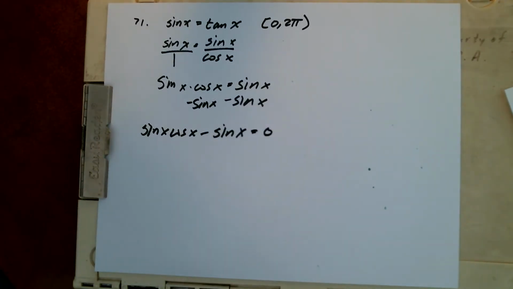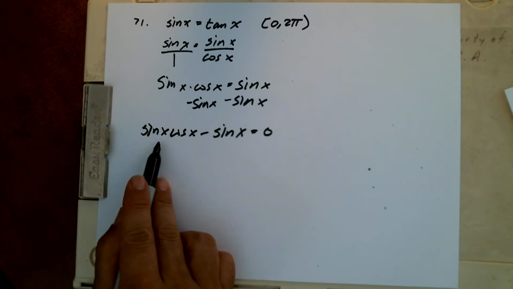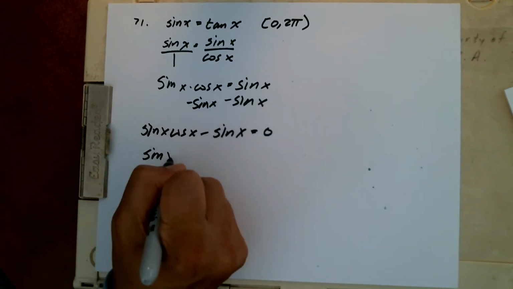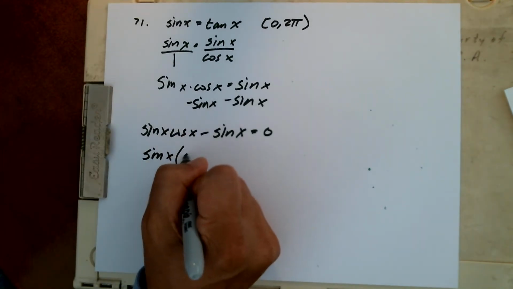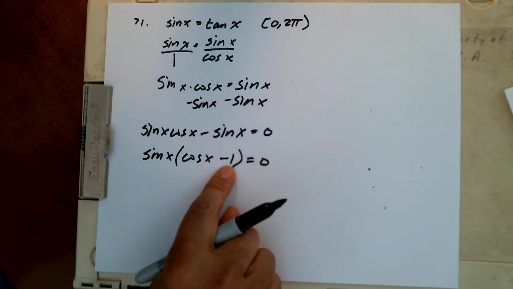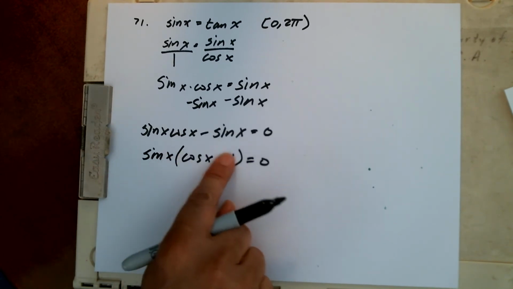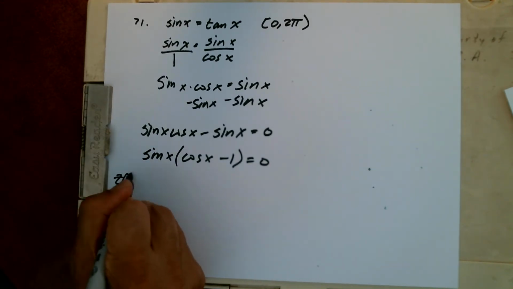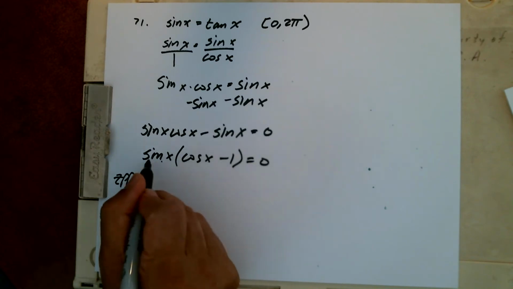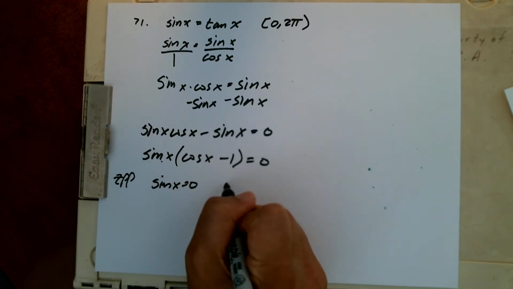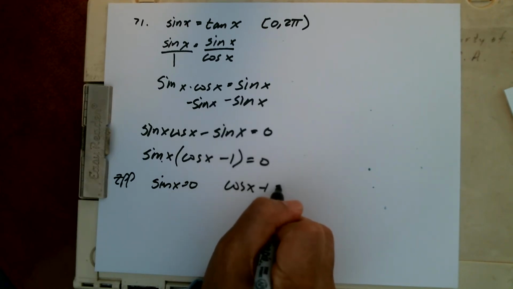At this stage, you have a sine of x here, sine of x here, so you're going to factor out sine of x. You're going to have cosine of x minus 1 equals 0. If you're not sure about that minus 1, distribute, and you should end up with the previous problem, right? Using the zero product property, you set each factor equal to 0. Sine of x equals 0. Cosine of x minus 1 equals 0.